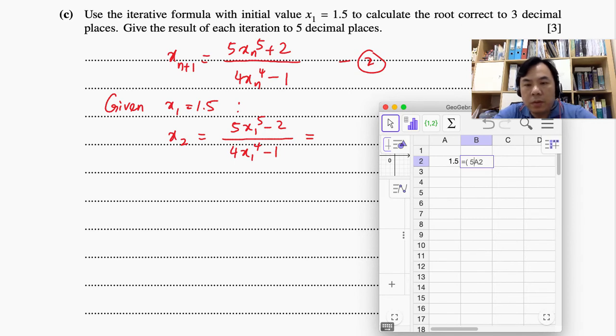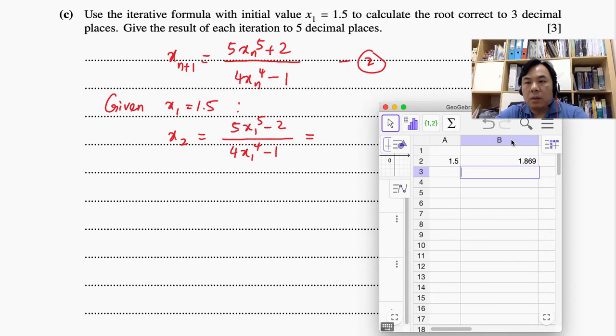Let me see here. 5 to the power of 5 here. Subtract off 2, and then divide by 4 times the same a here, raised to the power of 4 instead, minus 1. Okay, so that will give me the first number.